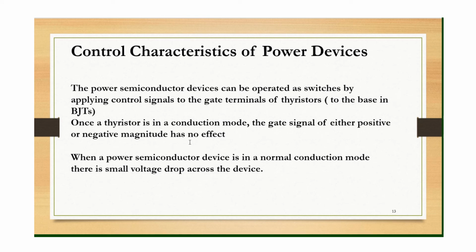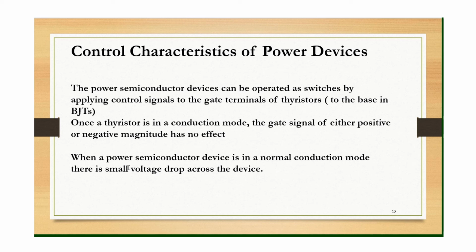And once the thyristor is in a conduction mode, the gate signal of either positive or negative magnitude has no effect. What does it mean? Once the thyristor or the power semiconductor device is turned on, whatever signal you have applied at the gate has no effect, which means even if you withdraw that gate signal, the thyristor continues to be in conduction mode.